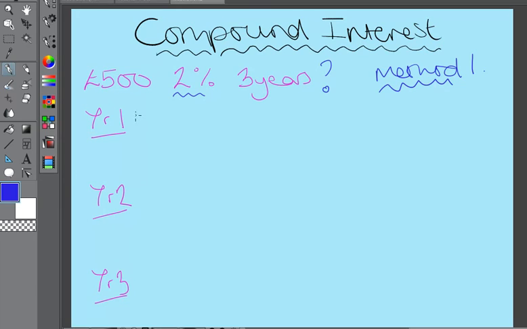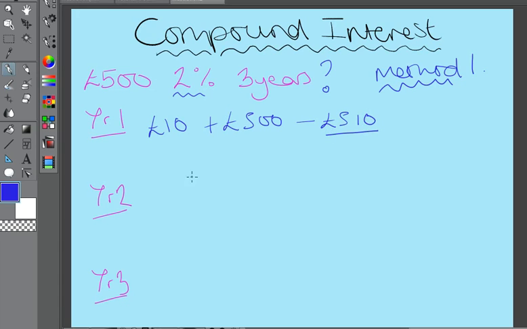So year one, we're obviously starting off with £500. We want to calculate our 2% on £500. Well, 1% is going to be £5. So 2% is going to be £10. And by the end of that first year, we have £510.